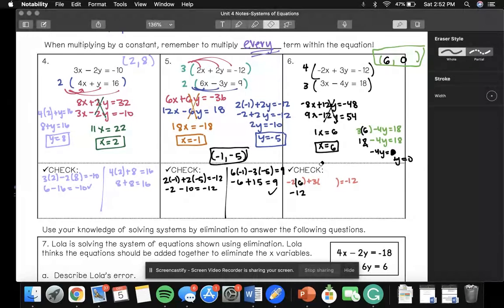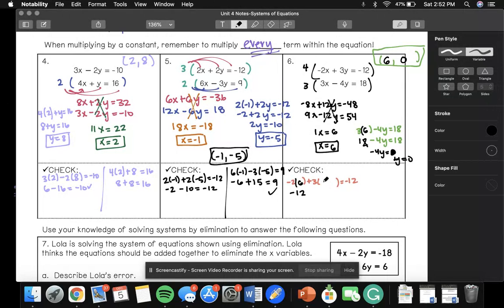All right. So then if I have negative 2 6s, that's negative 12. If I have 3 zeros, that is 0, and that would make negative 12. And then if I have 3 6s minus 4 zeros, that would equal 18. 18 minus 0 does equal 18. So we know we are right.